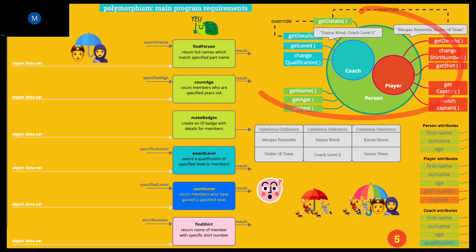So just a reminder of our Venn diagram that we've had for a few sessions now. And this hopefully helps us remember how objects can have an identity as both a subclass, so coach and player, or superclass person, and the relevant behaviors that go with this.